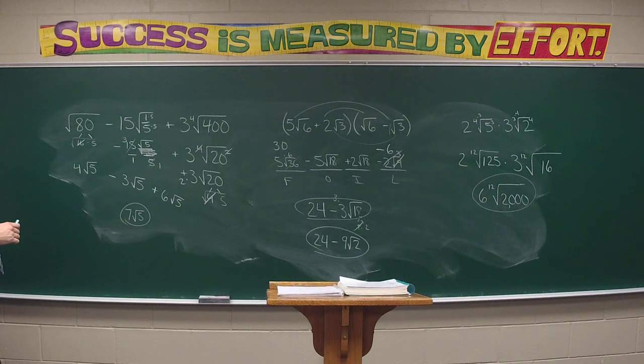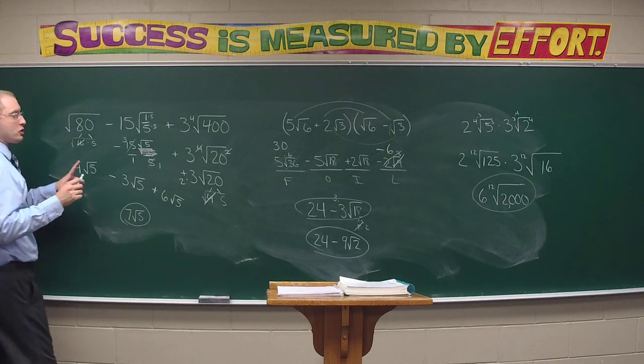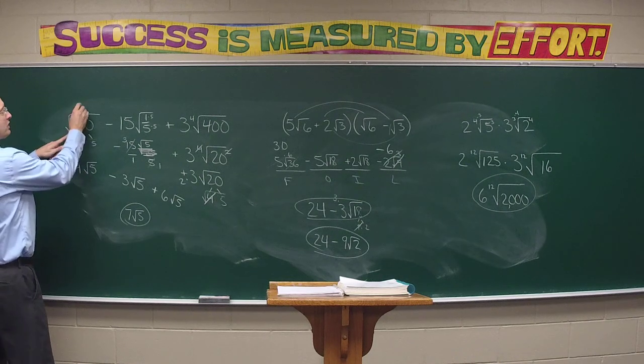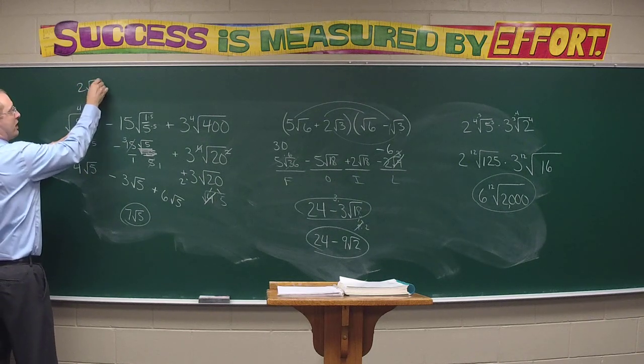For the first one, mm-hmm. For 80, I did 20 and 4. Okay, this is interesting. So if you did 4 times 20, you would have had 2 times the square root of 20.